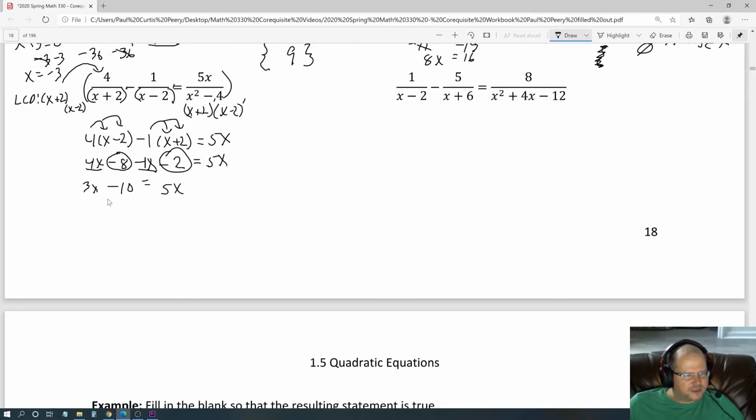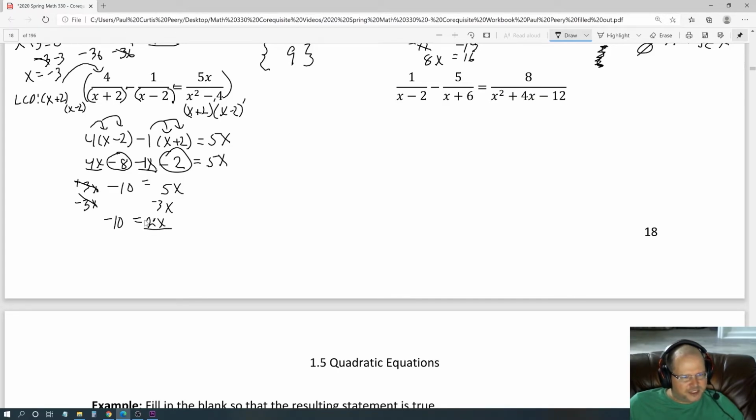Next, we want to get all the variables on one side. It doesn't matter whether you get them on the right or the left. If I get them all on the right, I'm going to avoid a negative, so that's what I'm going to do, but you don't have to. It's fine. So I'm going to get rid of this positive 3x on the left by subtracting 3x, and whatever I do to one side, I do to the other. So the left cancels out, leaving me negative 10 there. 5x minus 3x is 2x.